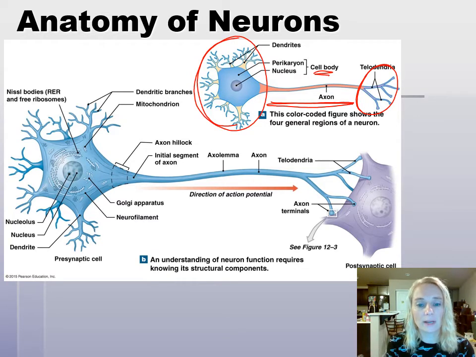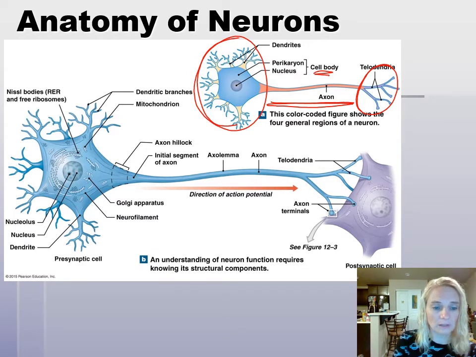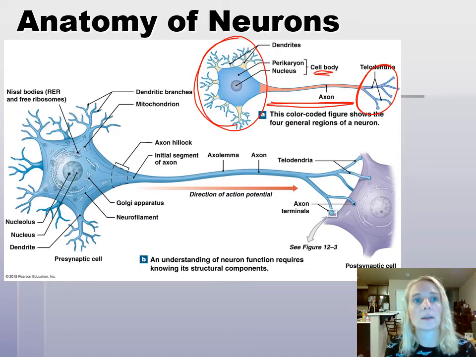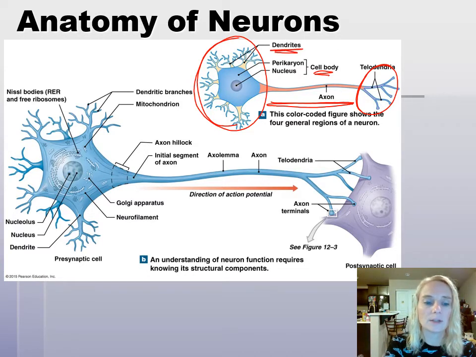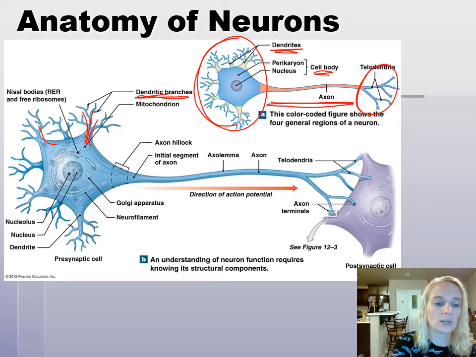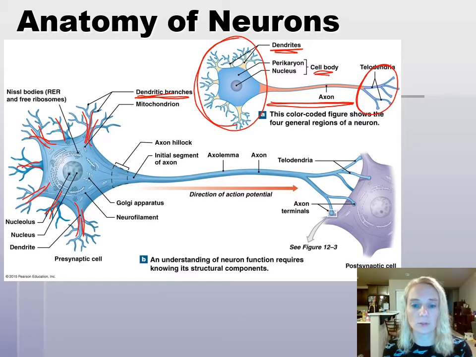So the cell body, if we take a look at it, we've got a lot of leader lines. The most obvious structural component of the cell body, besides the big nucleus, which indicates that that's what we're looking at as a cell body, are the dendrites. Dendrite means branches, okay? So all of these branchy things coming off of the cell body are dendrites, and dendrites are only found associated with the cell body.